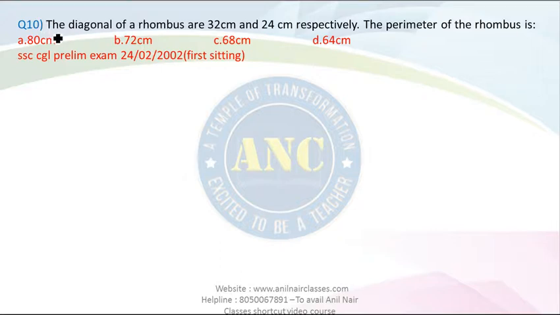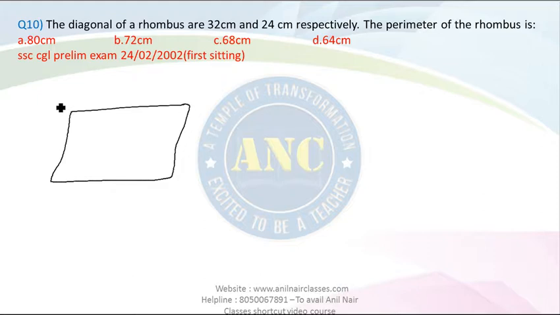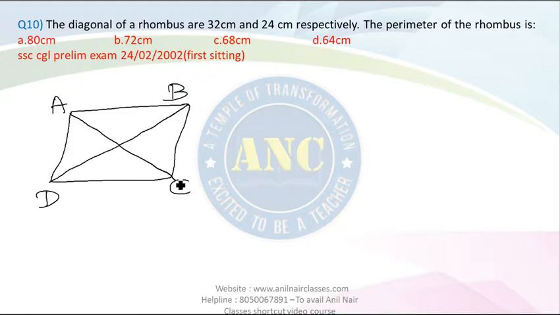See the next question. Question number 10. The diagonals of a rhombus are 32 centimeter and 24 centimeter respectively. Let me draw it. So let me name this as A, B, C, D, right? One of the diagonals is 32 centimeter, another diagonal is 24 centimeter.